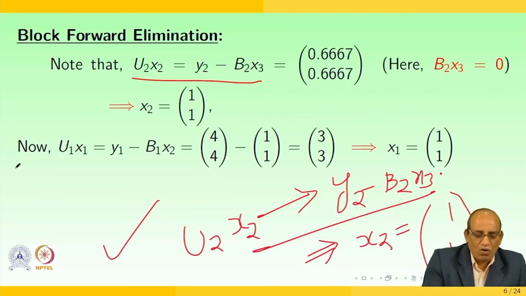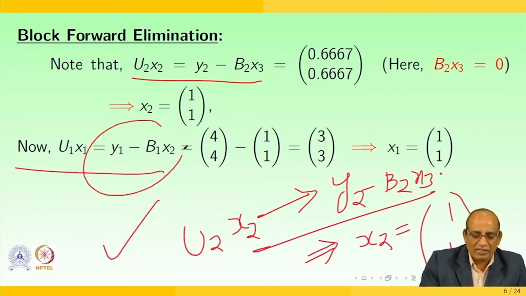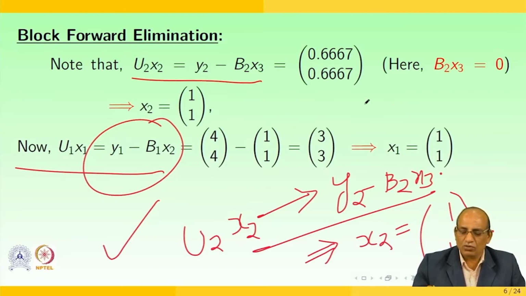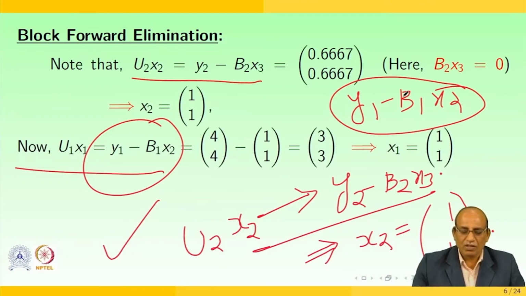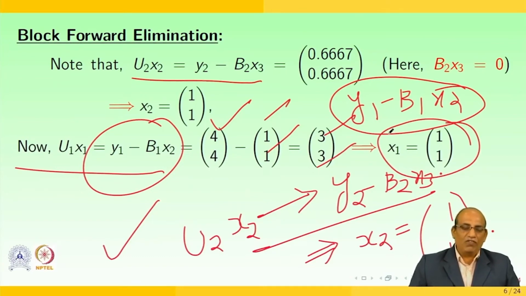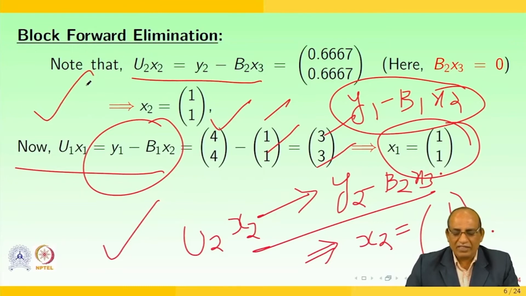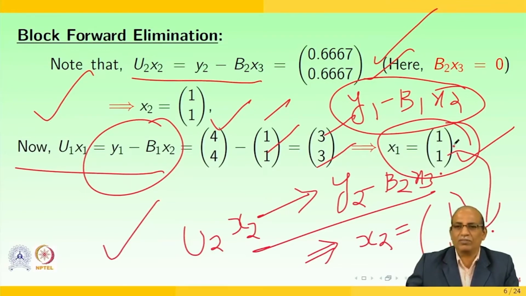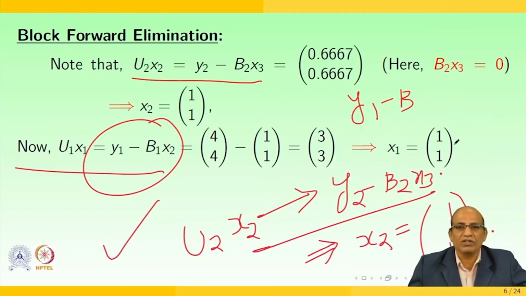Now U1 X1 is equal to Y1 minus B1 X2. So Y1 is 4, 4 minus B1 times X2, that is 1, 1, so it is 3, 3. You get X1 as 1, 1. Essentially, you get the matrix as 1, 1, and this one as 0.6667, 0.6667. So the computed solution is very close to the true solution. Let's see what happens with the true solution.